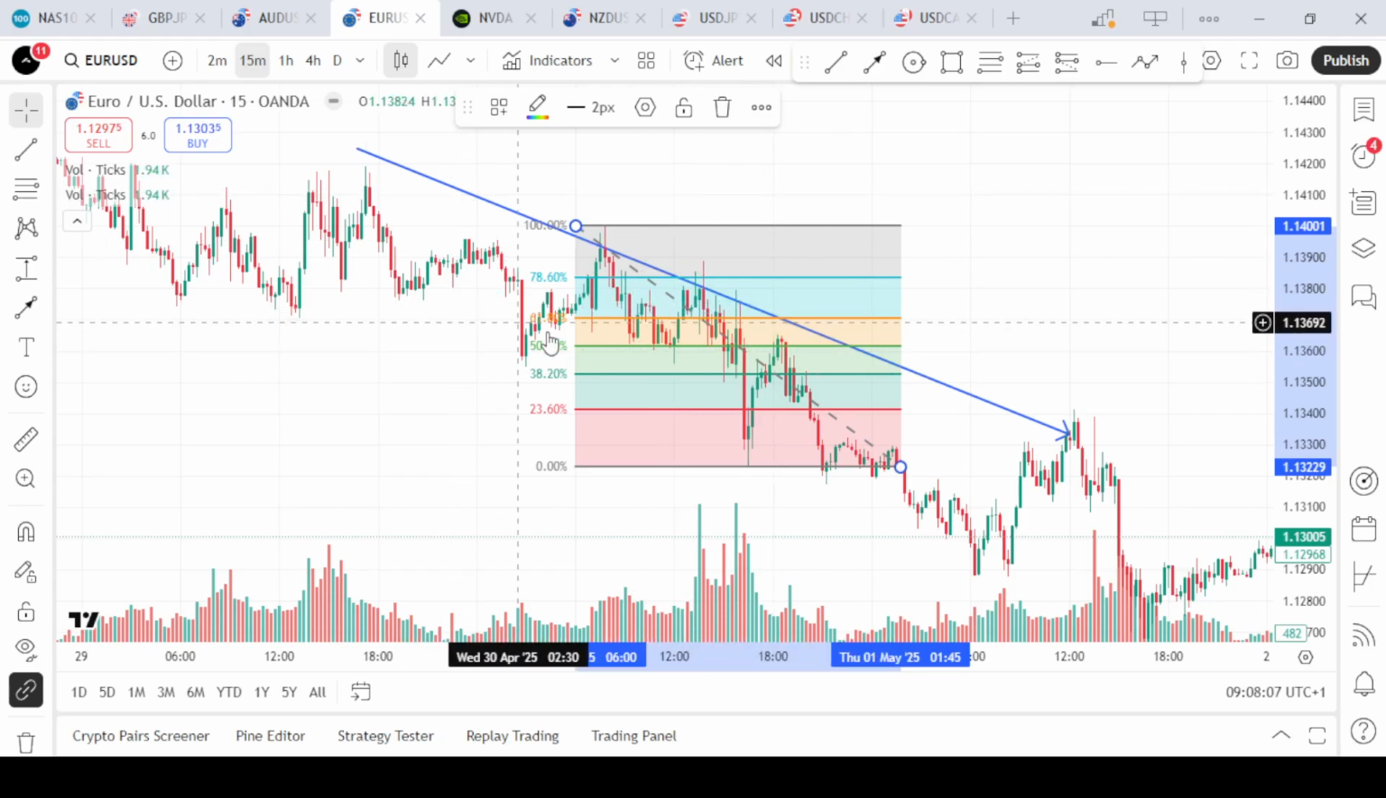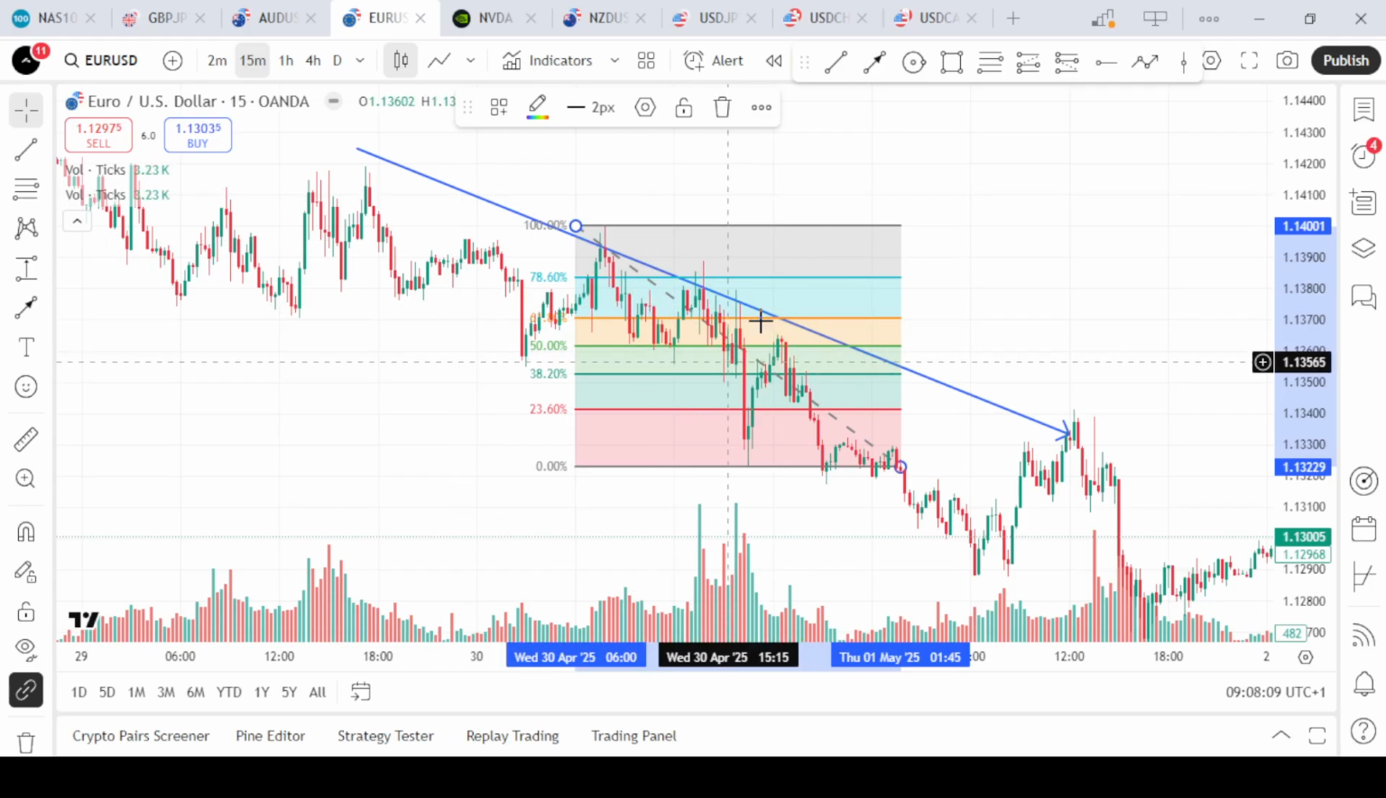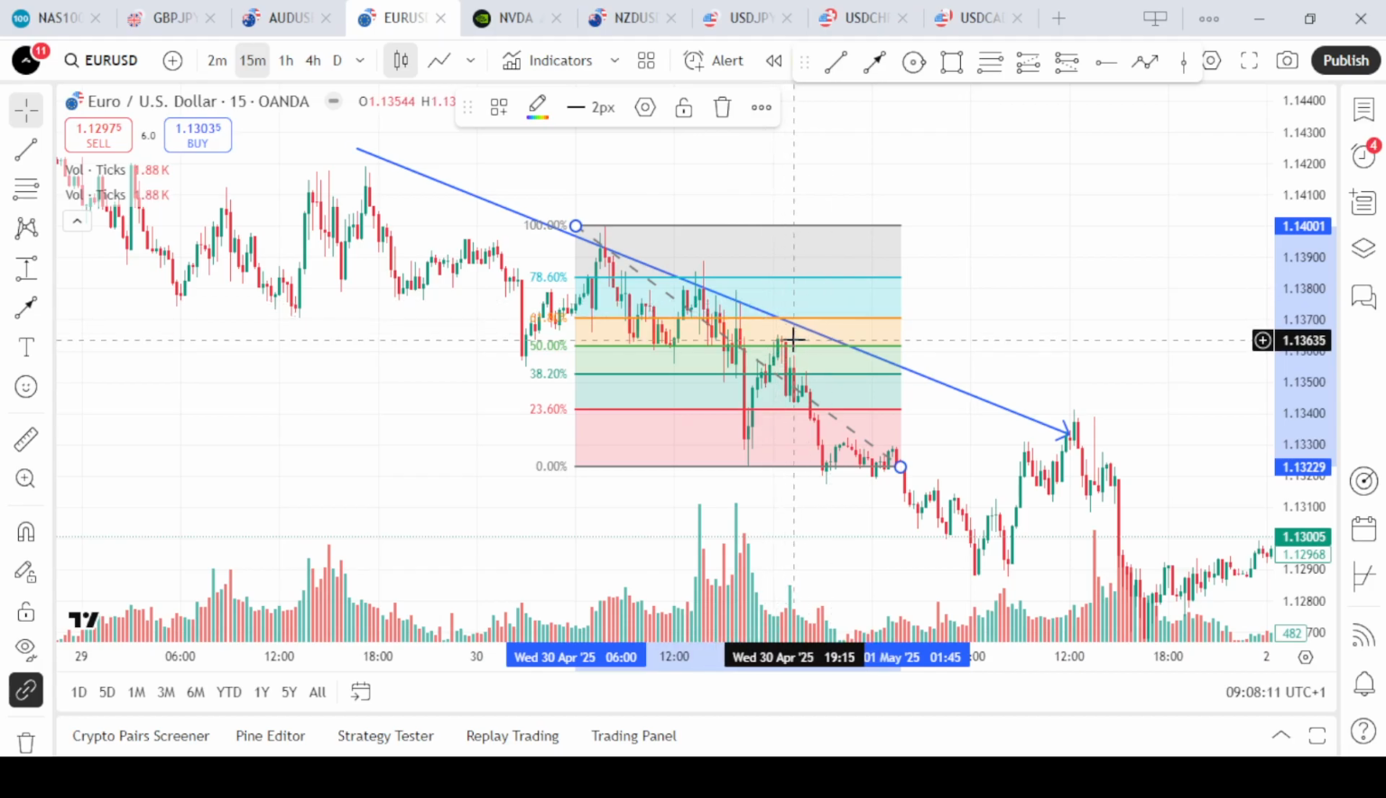Next is to watch for how price behaves at these levels. You pay close attention to the 38.2 level, your 50% level, and your 61.8 level, as these are often the levels that act as your resistance or support zones.